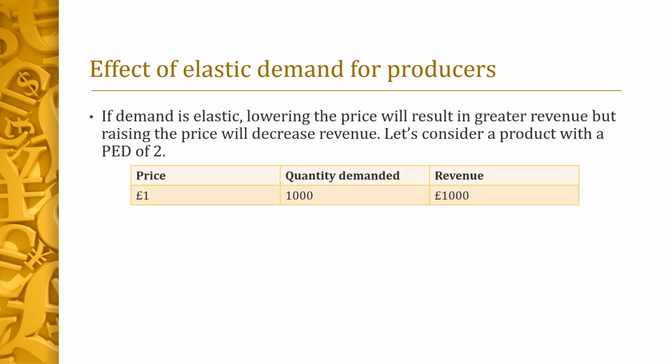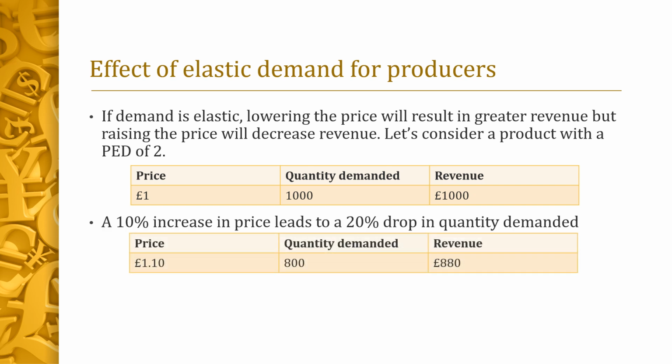Initially, we're selling 1,000 of our product for £1 each for a total revenue of £1,000. A 10% increase in price leads to a 20% drop in quantity demanded when we have a PED of 2. So now we have £1.10 as the price and 800 demanded. You can see that revenue falls from 1,000 to 880.